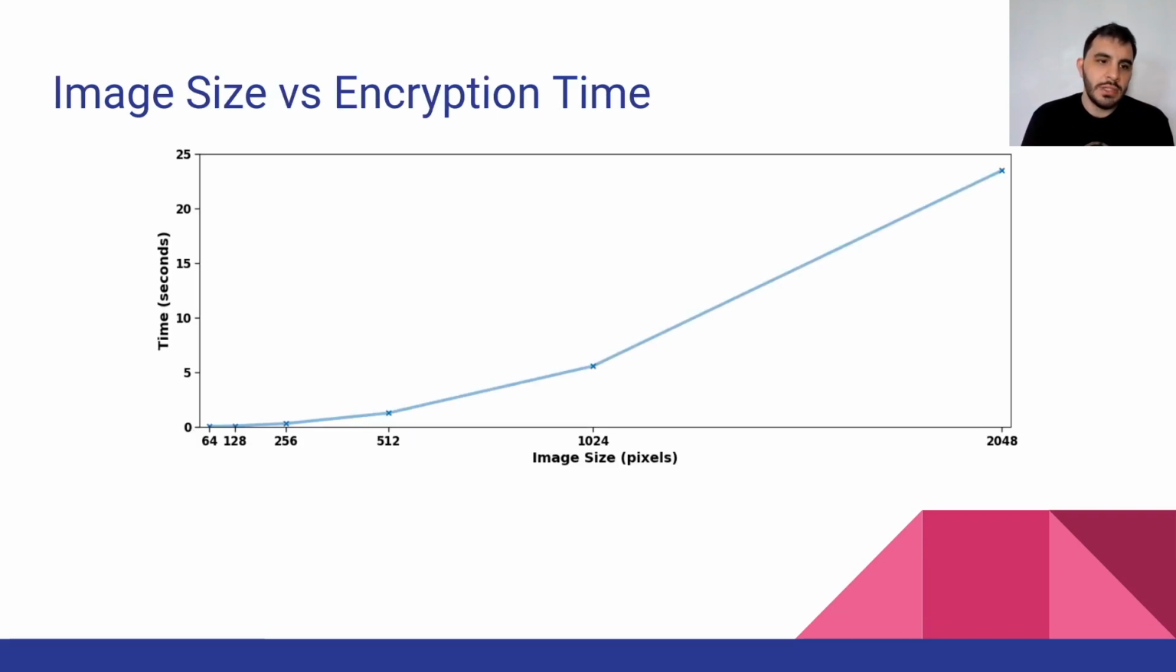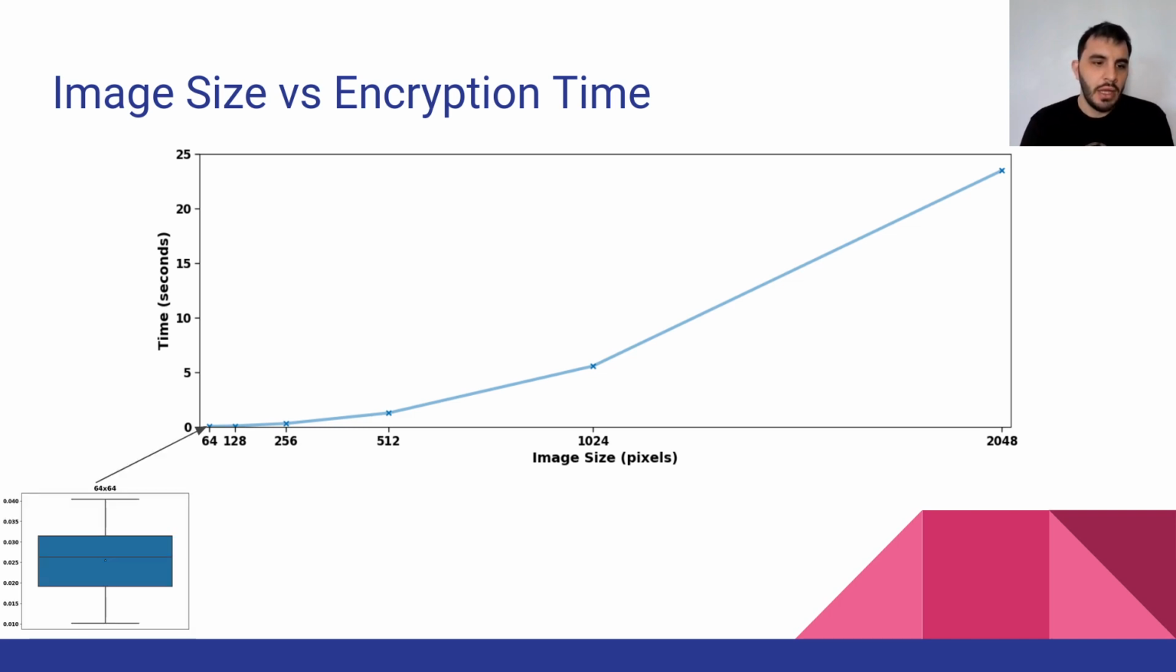On the y-axis we see the mean time to encrypt one image, the mean based on the test images discussed before, and the x-axis is the image size, actually one side of the image. So the first one is 64 by 64, second 128 by 128, and so on and so forth. And we can see exactly what we discussed: as the image grows larger, so does the encryption time, and it increases exponentially.